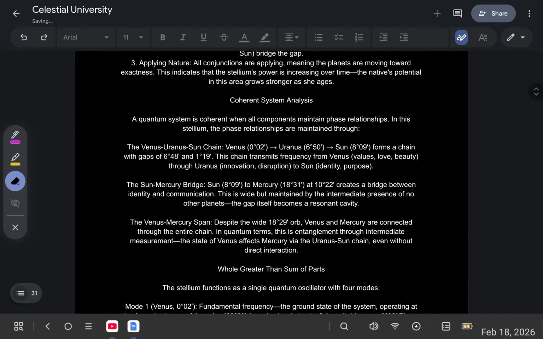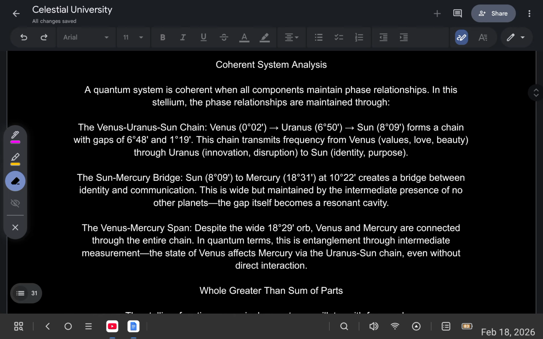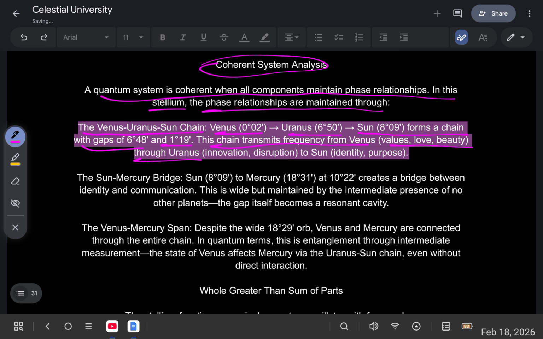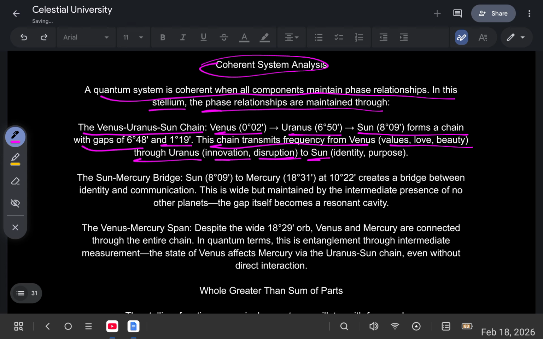Alright. Now we make this into a coherent system analysis. A quantum system is coherent when all components maintain phase relationships. In the stellium, the phase relationships are maintained through the Venus-Uranus-Sun chain. Venus, Uranus, Sun forms a chain with gaps of 6 degrees 48 and 1 degree 19. The chain transmits frequency from Venus (values, love, beauty) through Uranus (innovation, disruption) to Sun (identity, purpose).